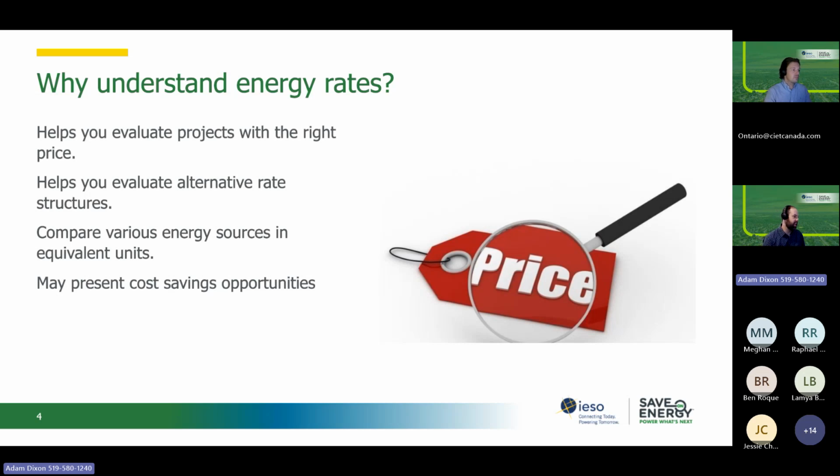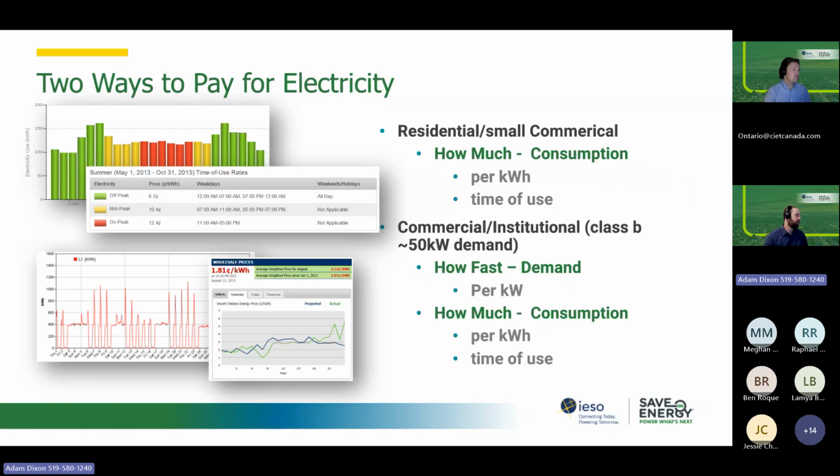So just looking at your data and understanding what's going on and how you're billed, there may be some opportunities to save money primarily, but also save energy, and understanding how this works. So there are 2 ways that we pay for electricity in Ontario right now. There's the residential, small commercial, medium commercial. It's how much. So you pay your price per kilowatt hour based on its time of use, tiered rate, ultra low rate, or a contract price as well. So everything is baked in.